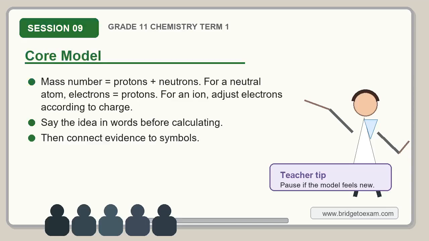The core model is this. Mass number equals protons plus neutrons. For a neutral atom, electrons equals protons. For an ion, adjust electrons according to charge. Do not rush to an answer. Build the model first, then let the model guide the calculation or explanation.